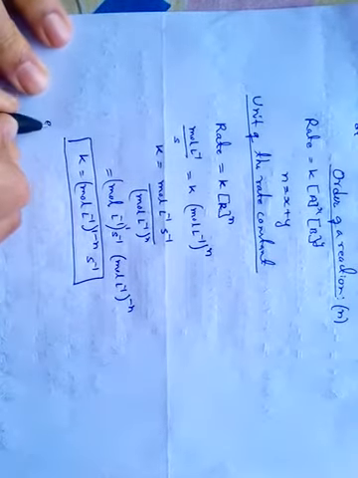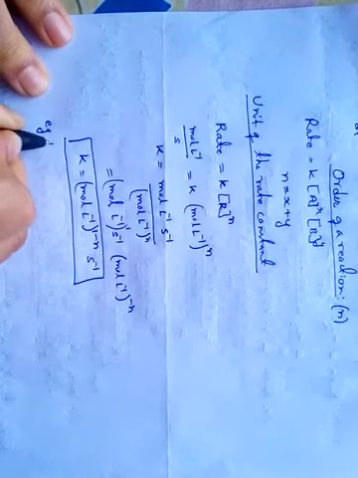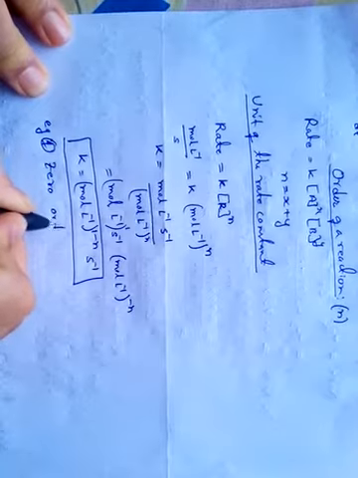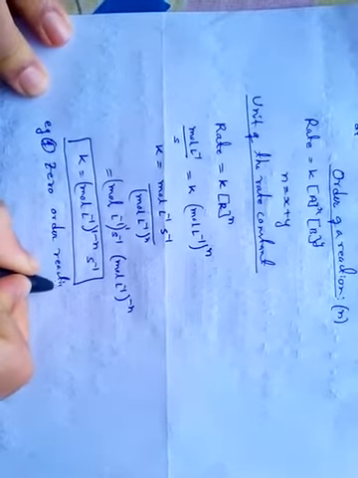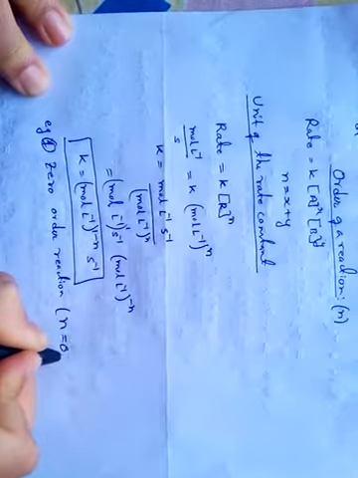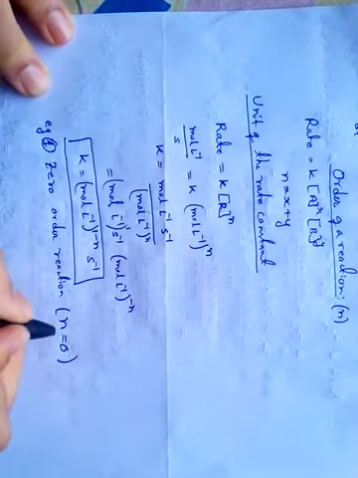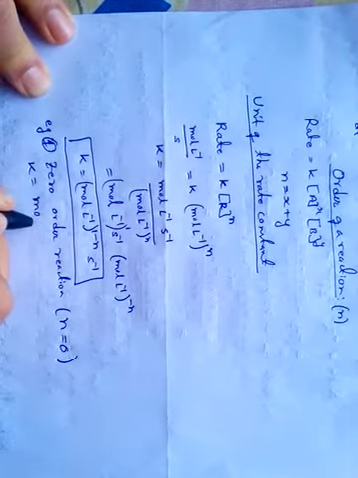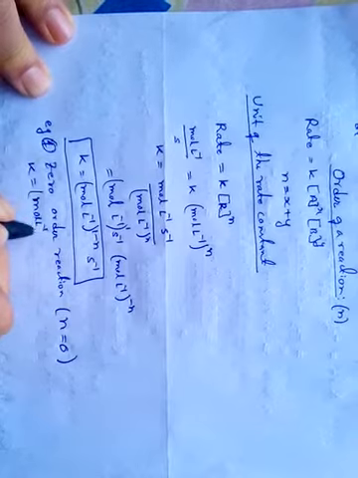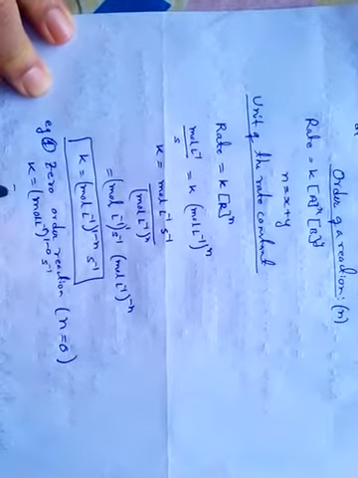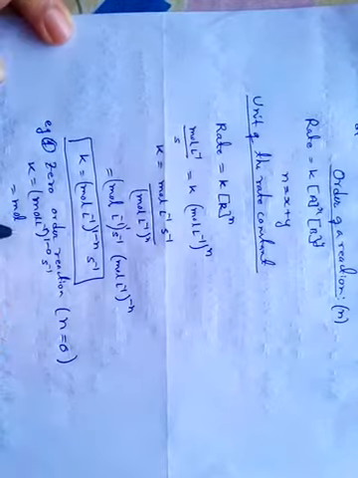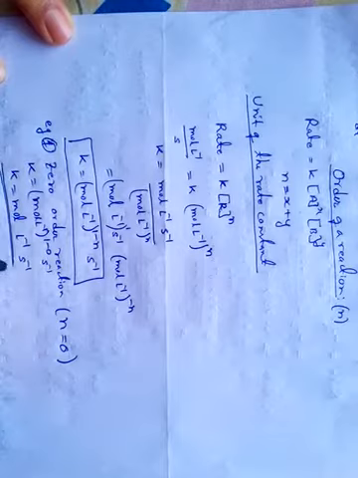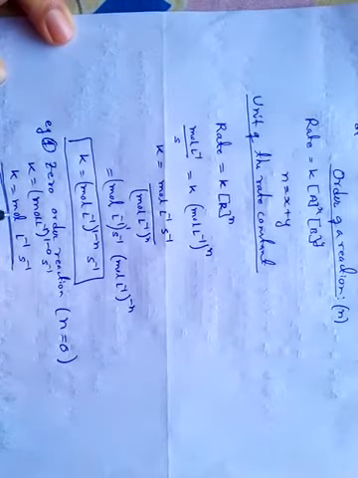For example, number 1, zero order reaction. That means n equals 0, so we substitute the value 0 here. So k equals mole per liter to the power 1 minus 0 per second. This gives mole per liter per second. So this is the unit of the rate constant for a zero order reaction: mole per liter per second.